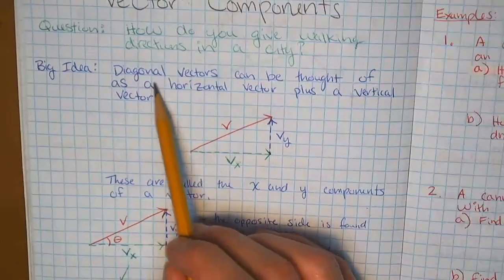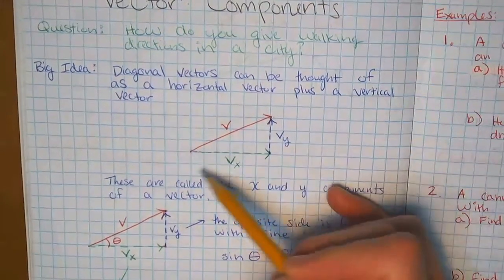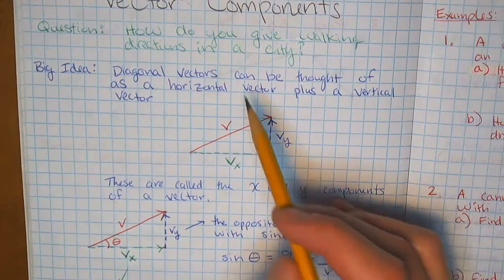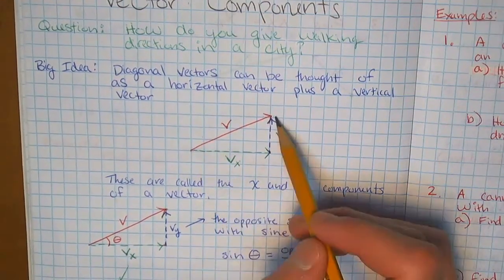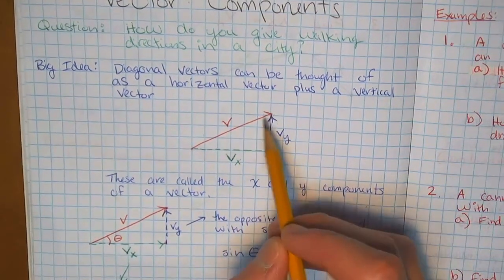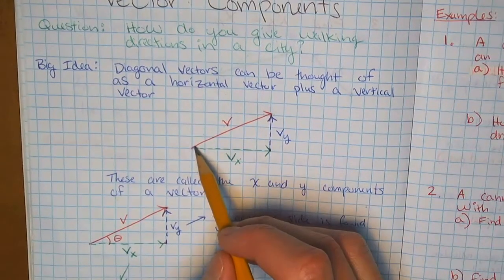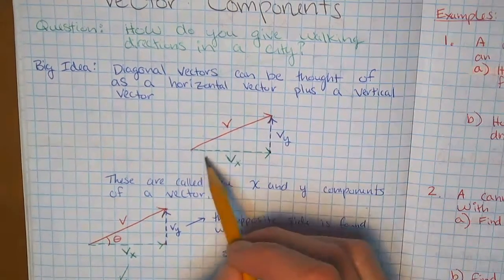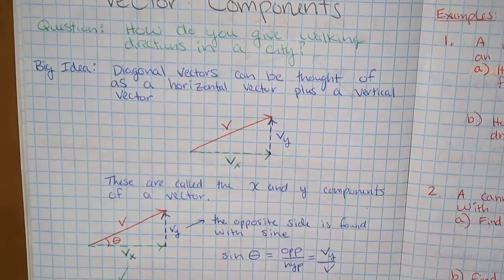So diagonal vectors can be thought of as a horizontal vector plus a vertical vector. So a reminder to you is that a vector is just something that has a direction and a magnitude. So the direction would be the direction the arrow points. The magnitude would be the length of the arrow. So in this case, we have a vector that's supposed to represent probably velocity with this v here. So maybe the velocity is kind of like up and to the right. And so we could break that into a horizontal part of the velocity and a vertical part of the velocity.